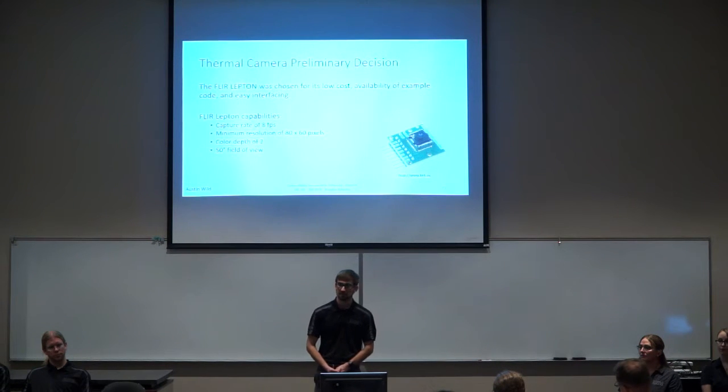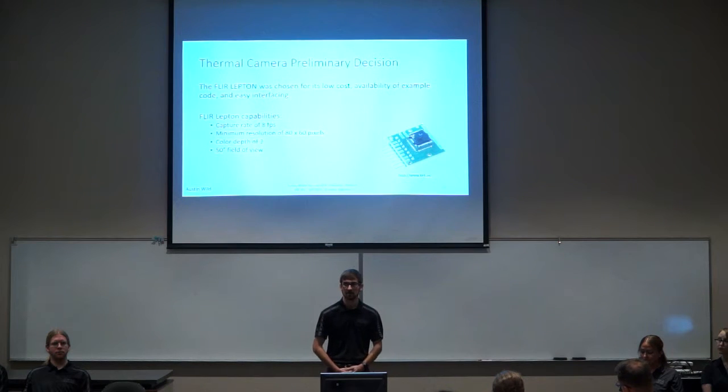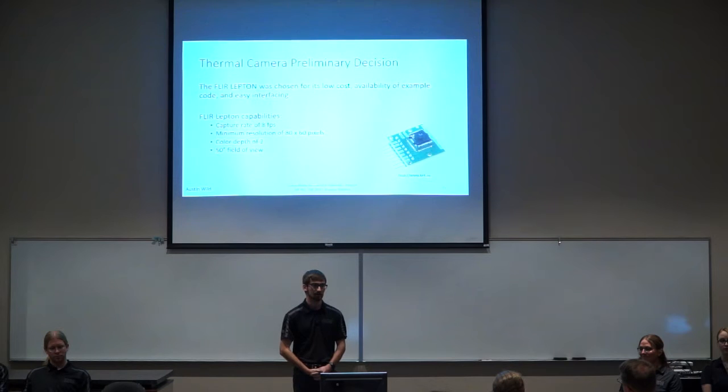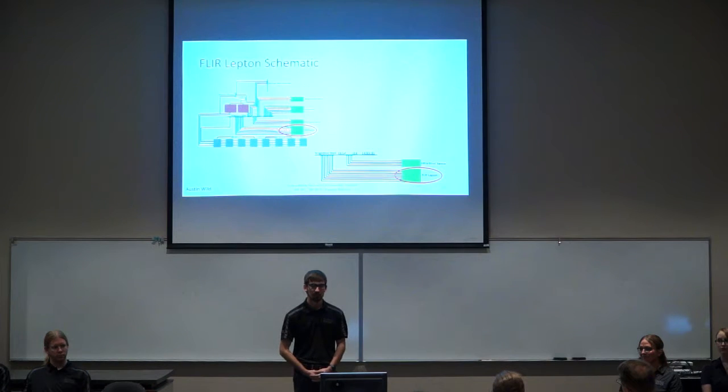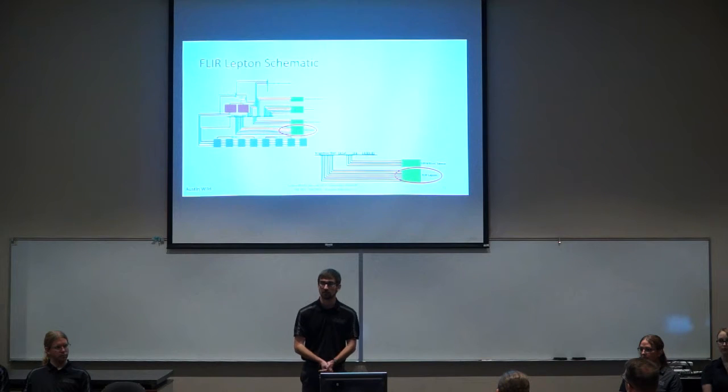The FLIR Lepton's capabilities are that it's able to capture video at a rate of 8 frames per second. It does meet the requirement of having a minimum resolution of 80 by 60 pixels, and it meets the minimum requirement of having a color depth of 2. And it also has a 50-degree field of view, which means that when we are rotating at maximum speed on our tail, we will not miss anything in our video. This is how the FLIR Lepton fits in our circuit. It is connected to our BeagleBone Black via 8 pins. 1 for ground, 1 for power, and then several information setting pins.